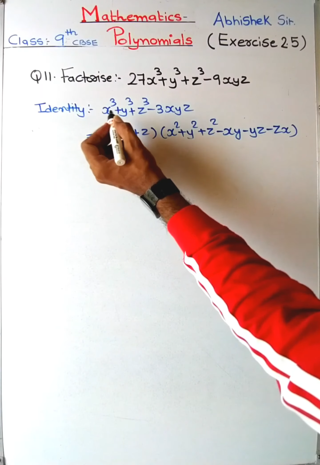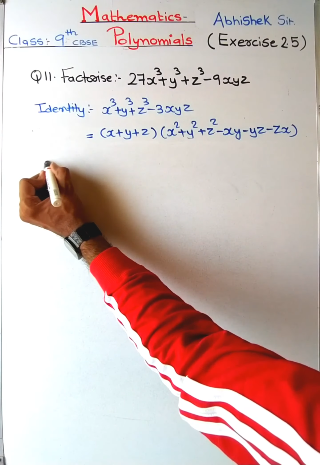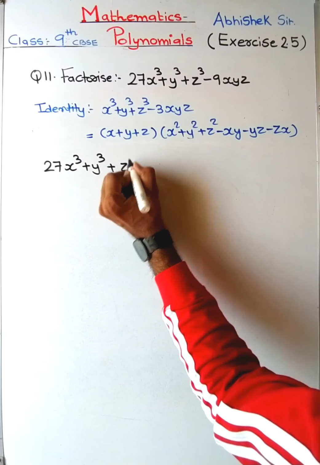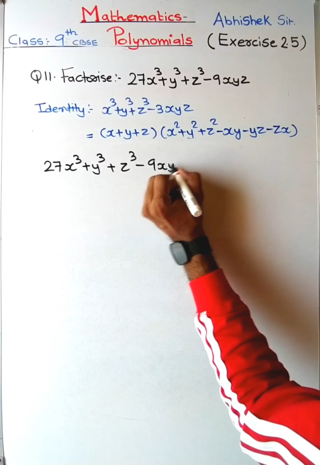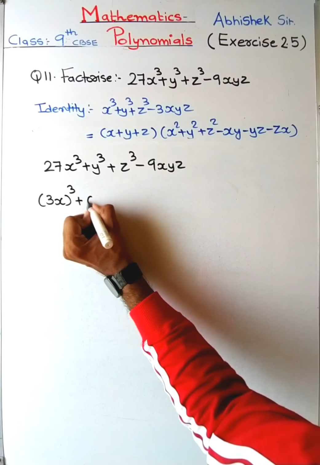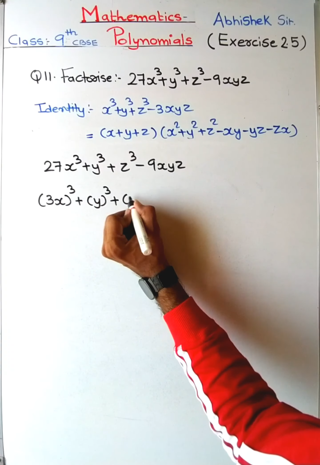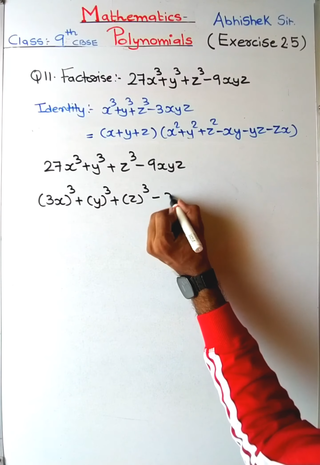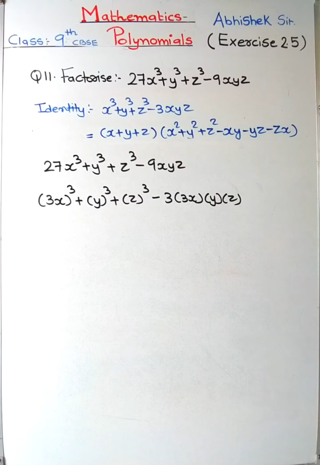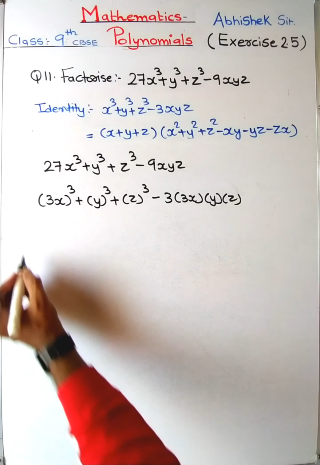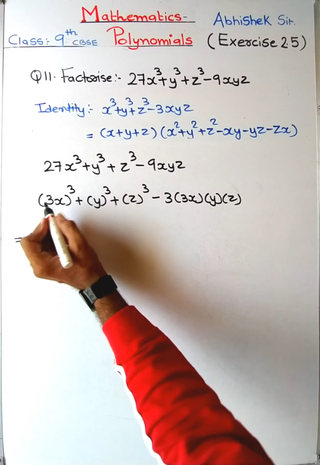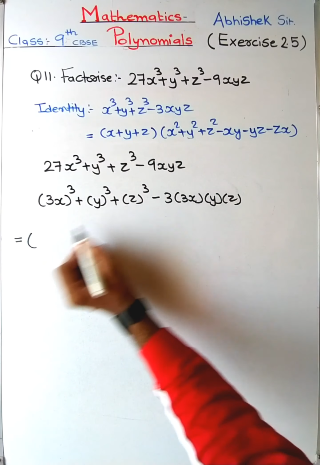So first we will write all the whole cube terms, try to find out all the whole cube terms. So I am writing the question again. So this is the whole cube of 3x, y cube is the whole cube of y, z cube is the whole cube of z, minus 3 into 3x, y and z, all three terms are there only. Okay, now moving on to the answer, that is in the bracket the cube root of the first three.